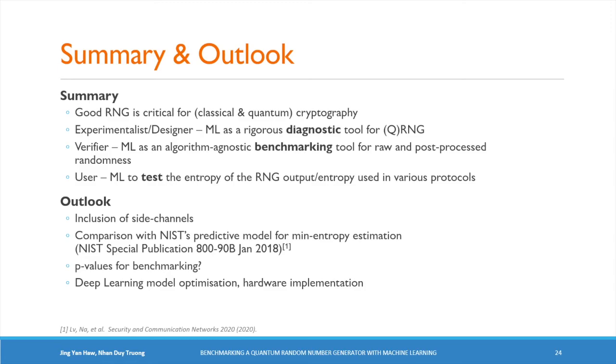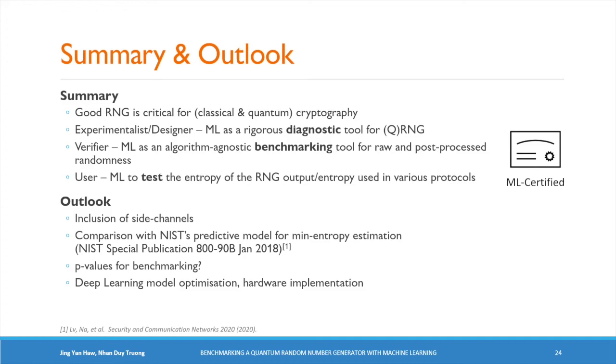To summarize, we hope we have convinced you that you need to invest in your RNG and test it properly if you want to use it for cryptography. To this end, we put forth our machine learning benchmarking tools, which we believe will be useful in three distinct manners. First, for an experimentalist or an RNG designer, ML can help you to dissect and examine different components of your device rigorously. For a verifier, an algorithm-agnostic benchmarking tool is invaluable in examining both the raw and the hash output. Finally, end users can use this technique to test the entropy of their RNG, or even any protocols that involve the use of an RNG.